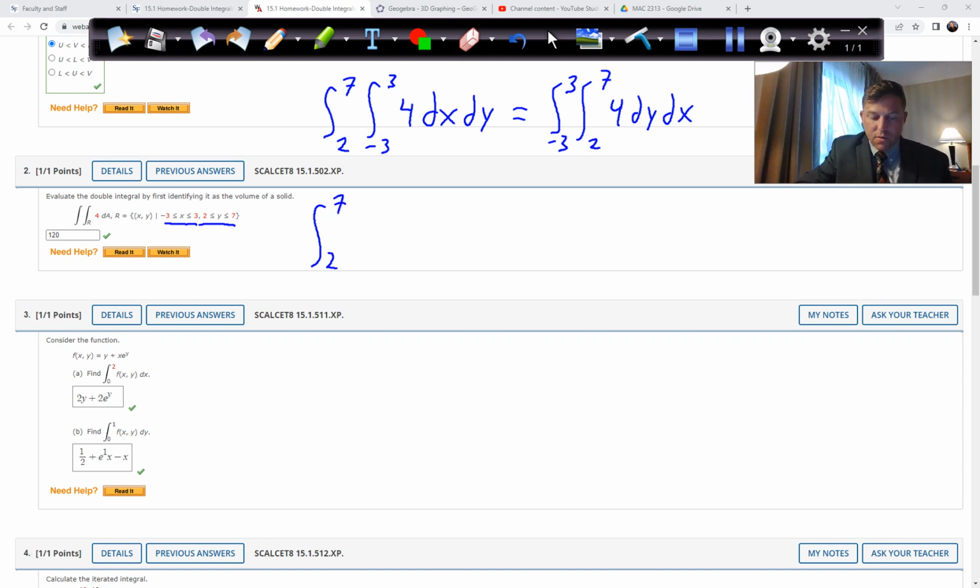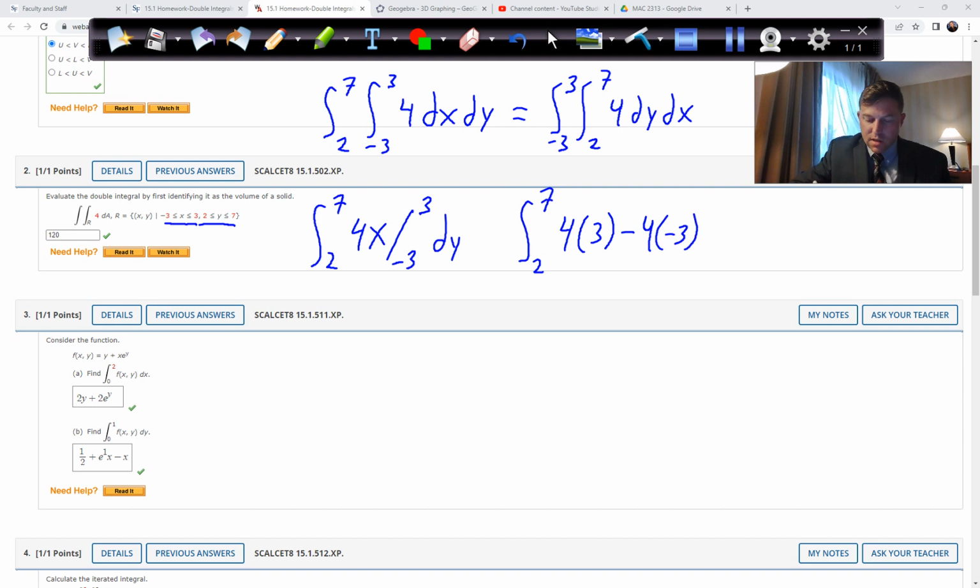Okay, so we have 2, 7. The antiderivative of 4 would be 4x, and we're evaluating that from -3 to 3. And then we have dy. Well, this is going to be 2, 7 times 4, substitute the upper limit of 3, minus 4, substitute the lower limit of -3, all still inside of dy. This is going to be 2, 7, that's 12 minus -3, so another 12 dy. So this is really the antiderivative of 2, 7 of 24 dy.